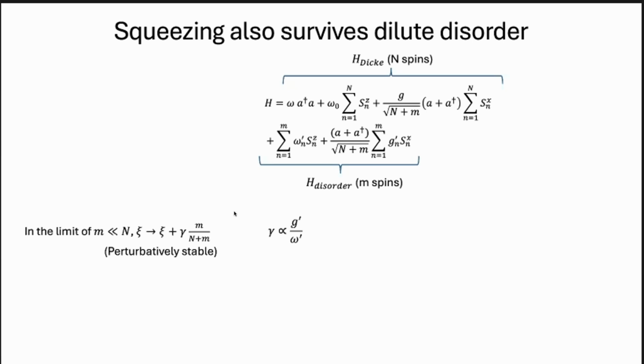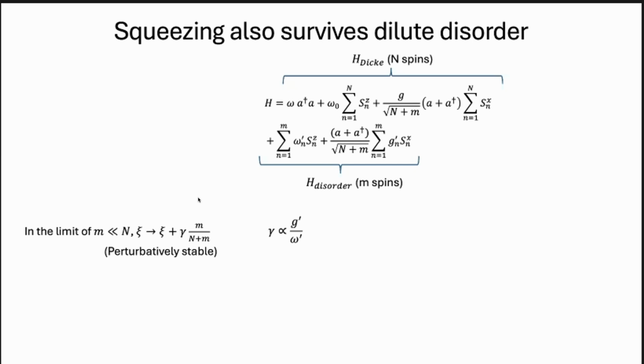And if I look at the limit of dilute disorder, where the number of disordered spins is much less than my non-disordered spins, it turns out that this squeezing ratio only gets some additive corrections. And the correction is actually exactly proportional to the fraction of disordered spins in my system. So it was nice to see that perturbatively squeezing is stable to disorder, especially if the fraction of disordered spins is low, and this is realizable.